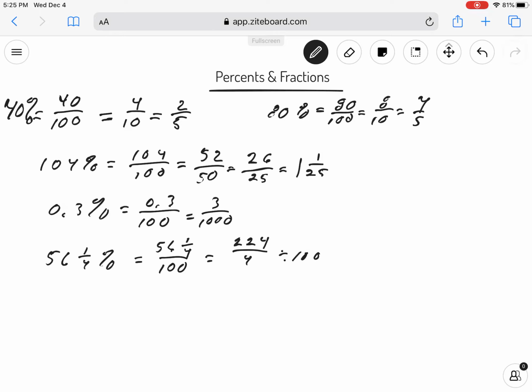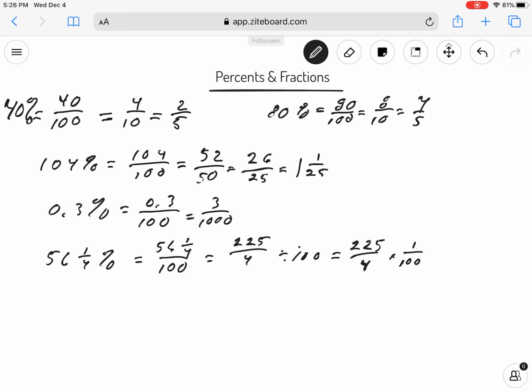Okay. So now I can look at this and say, well, that is the same thing as 224 over 4 times 1 over 100. And I can go ahead and say, well, that's reducible. Actually, so it was 224, I'm sorry, plus the 1 would give me 225. Okay, so let me do that. 225 over 4. Okay, I forgot to add the numerator back.